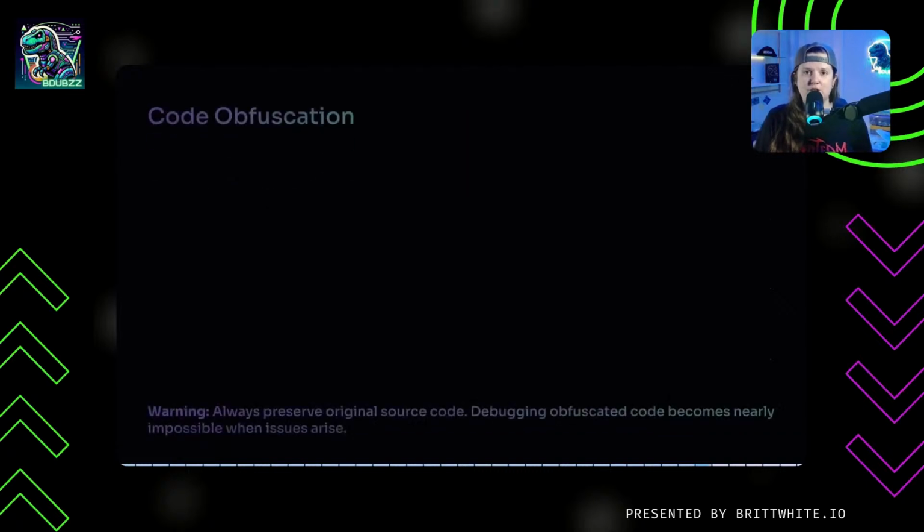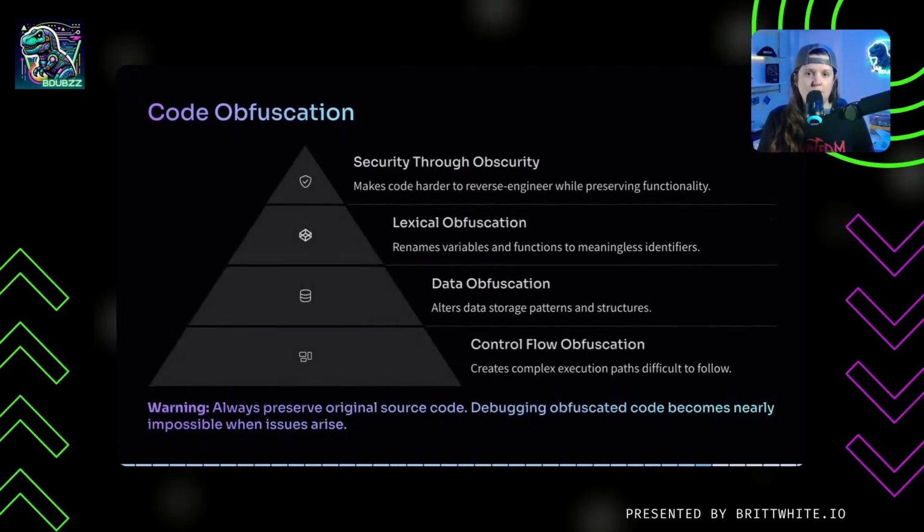Now, code obfuscation deliberately makes source code harder to understand while maintaining its functionality. It uses several techniques. Lexical obfuscation renames variables and functions. Data obfuscation changes how data is stored. And control flow obfuscation modifies execution paths.